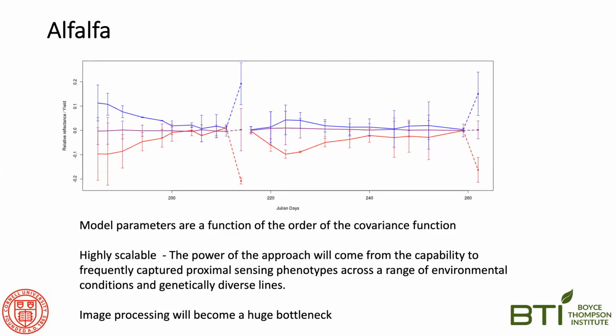This is a very highly scalable approach, but it's highly scalable assuming that you can get 2 phenotypes from proximal sensing data in a relatively short period of time. And so what's really become painfully obvious is that the huge bottleneck now is the image processing. And that's really where ImageBreed and what Nick Morales has done has come into play. And so with that, I will switch over to Nick taking control. So please take it away, Nick.